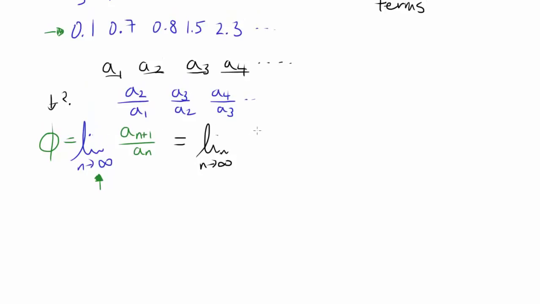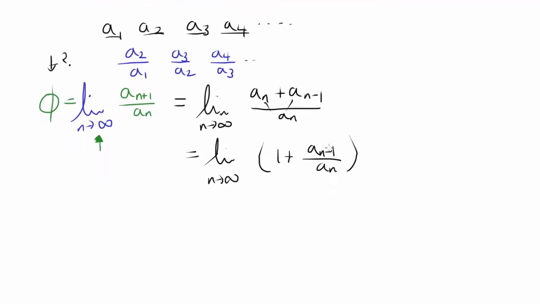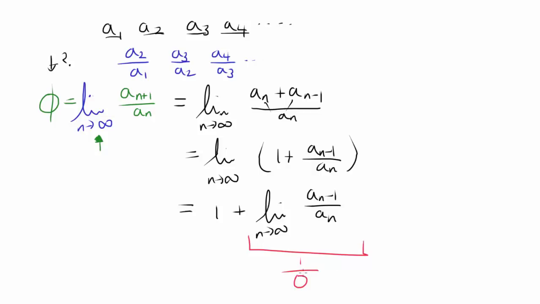Well, a sub n plus 1 is going to be a sub n plus a sub n minus 1, because to get the n plus first term, you're going to add up the nth term and the n minus first term. So a sub n plus 1 is a sub n plus a sub n minus 1, and you're dividing by a sub n. So that's going to be the limit of 1 plus a sub n minus 1 over a sub n. I'm just dividing it into each of them. And what is this? Well, you have a limit of 1, so that's just going to be 1, and you have the limit as n approaches infinity of a sub n minus 1 over a sub n. And realize this limit is equal to 1 over the golden ratio.